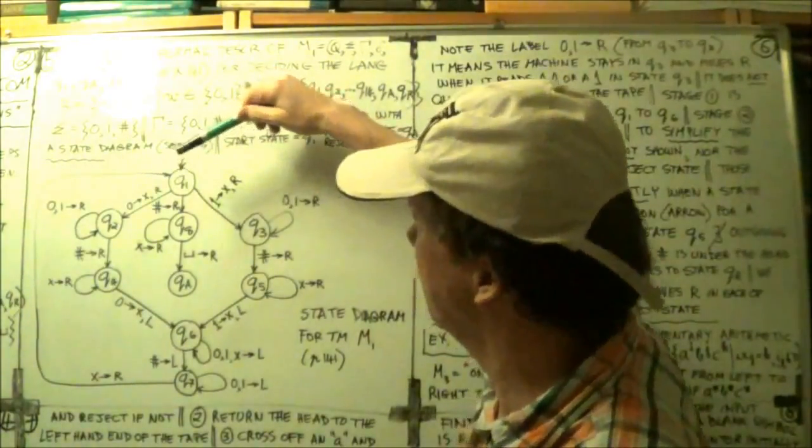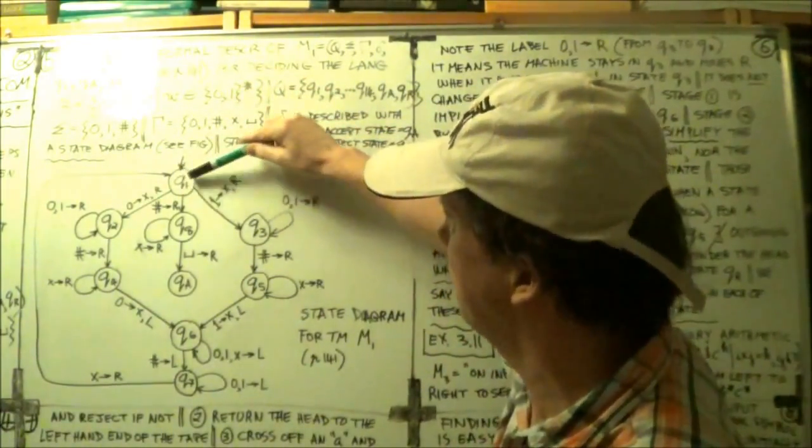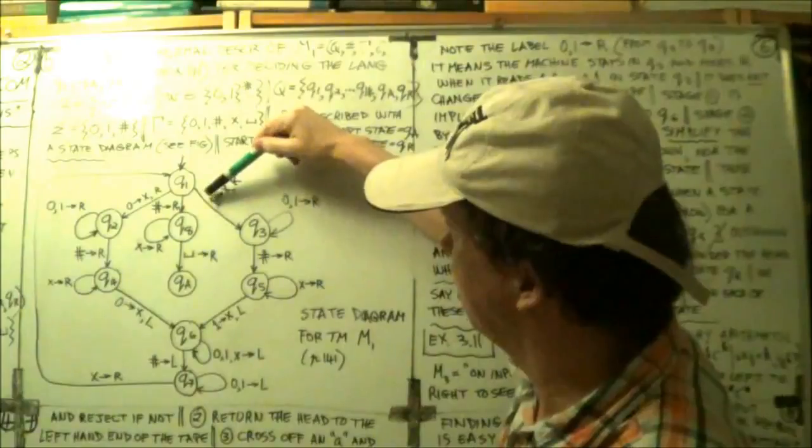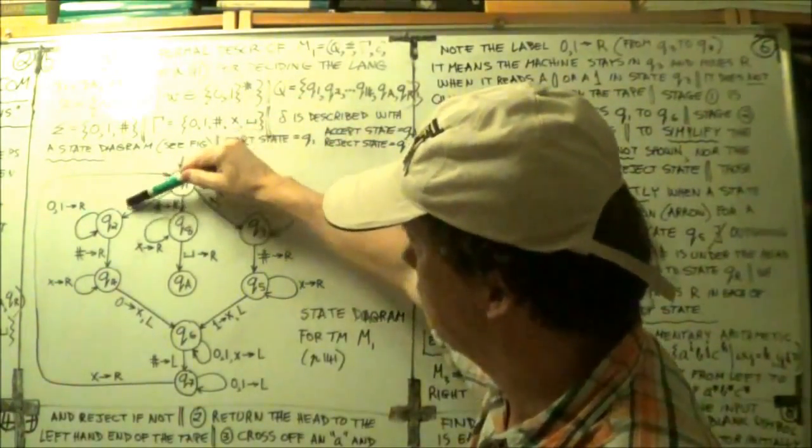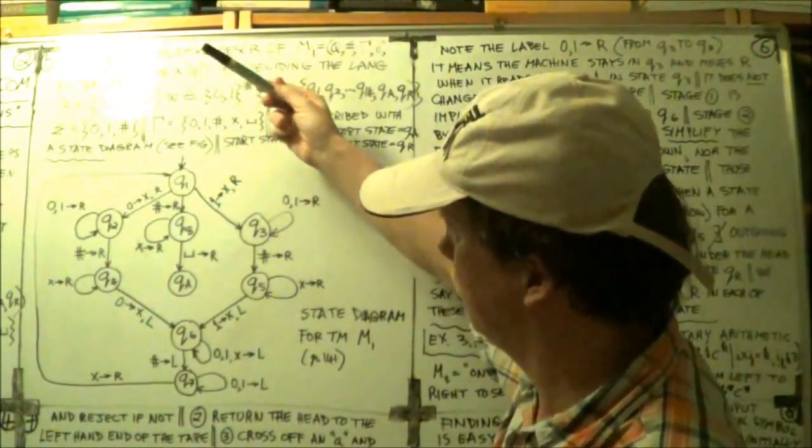Well, we can probably deduce it from here. Okay, so the start state, we start in Q1. You read a 1, you replace it with X. Okay, if you read a 0, you replace it with X.